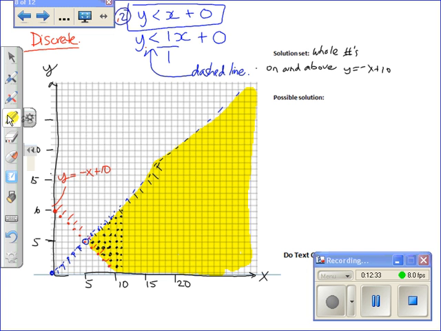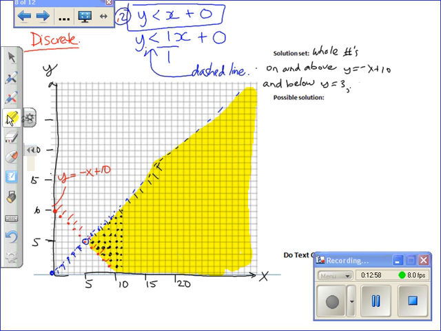Okay, and below, now I'm not going to say on and below the blue line because I know that the blue line was a dashed line. So only below that line. So below the line y is equal to 3. Okay, and it does not include the point of intersection. So I do need to say that.